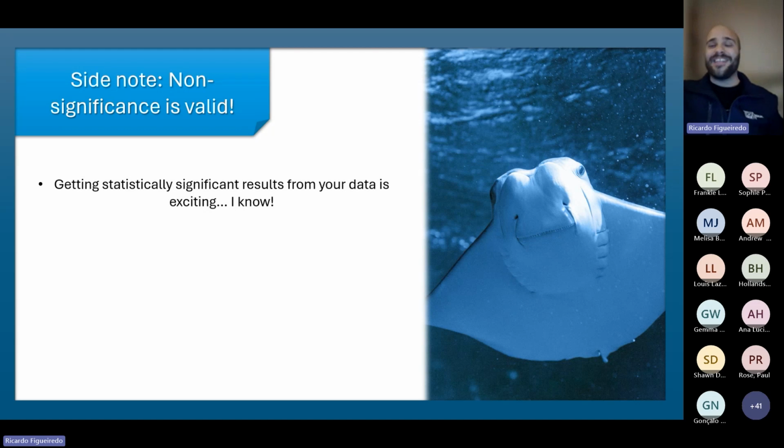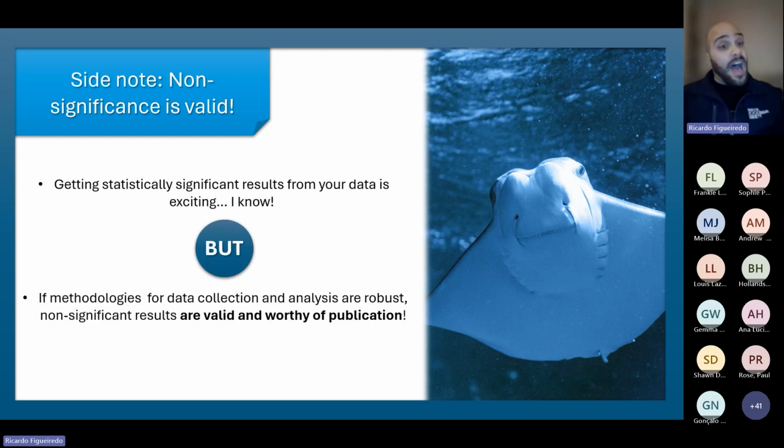I just want to highlight that I do get that. Getting significant results when you're doing a research project is really exciting. If you are doing an enrichment study, you want to see those significant changes in the behavior of the animals. You want to see the enrichment being effective. I get that. However, if your methodology is robust, if your science is robust, if you analyze the data properly and collected that data properly, all the things that Paul has mentioned, then having non-significant results is still valid and definitely still worthy of publication.